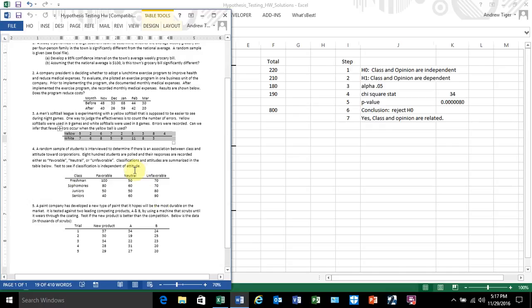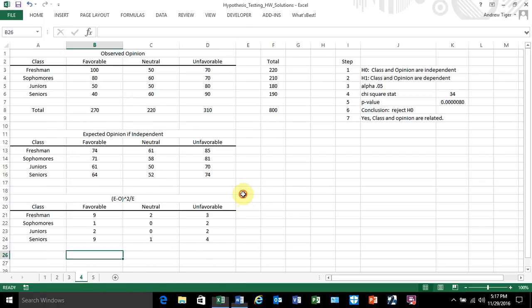Problem 4 was trying to determine if classifications, freshmen, sophomores, juniors, impact attitudes on corporations. So do they favor corporations, or are they neutral, or do they not favor? These are counts. Think about a survey where we go out on campus and ask someone, what's your classification? They would say freshman. And then we say, do you favor corporations? Favorable, neutral, or unfavorable. And they would give us one of those. That would be one data point. So we did this a whole bunch of times. We did it 800 times.